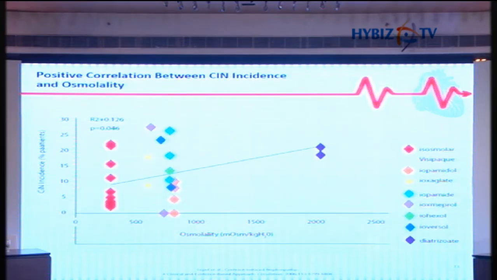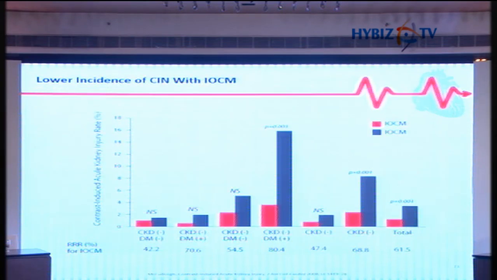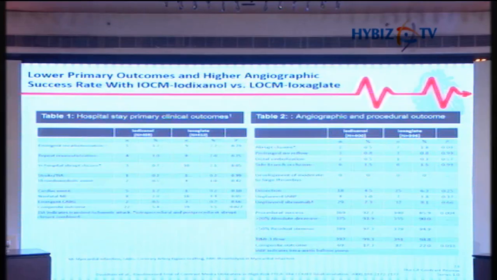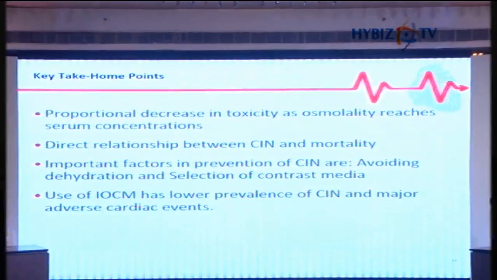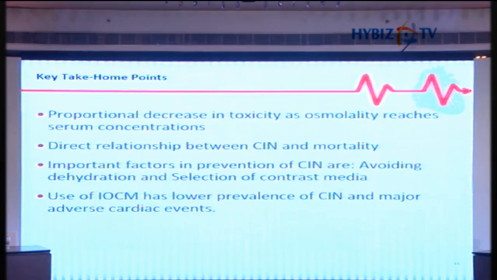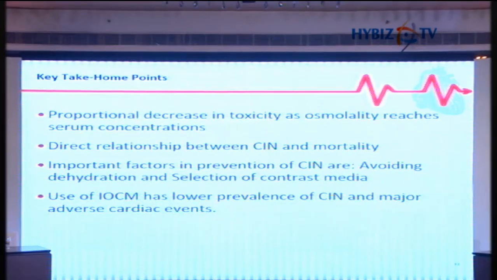So you can see here, if you use isoosmolar contrast media, there is a lower incidence of CIN. You can see again a lower incidence of CIN with isoosmolar when compared to the low osmolar contrast media. There is a Mehran risk factor scoring system. Here scores are given, and if any risk factors are there, diabetes or any chronic kidney disease, you should use isoosmolar contrast media when compared to low osmolar.